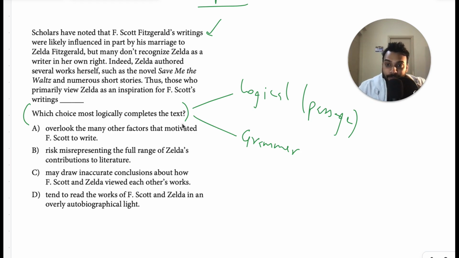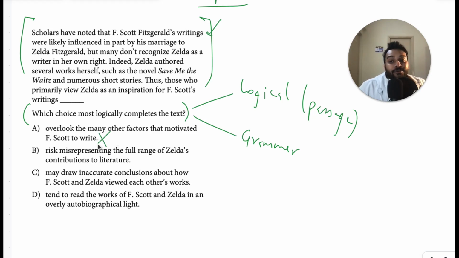Scott's writings. So the author told us about the idea that there is this author F. Scott Fitzgerald whose writings were influenced by his wife Zelda Fitzgerald. Like Zelda inspired him to write stuff, but she was also an author in her own right. This is what is told. So now, thus those who primarily view Zelda as just an inspiration for F. Scott's writing overlook the many other factors that motivated F. Scott to write. Are there any other factors listed in this passage that motivated Fitzgerald to write? No, not at all.